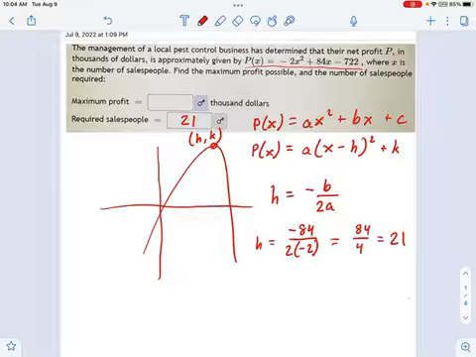Fewer than 21 salespeople, and there's not enough guys to cover the whole block. More than 21 salespeople, and they're just standing around talking to each other because they're bored. So this is the optimal number.